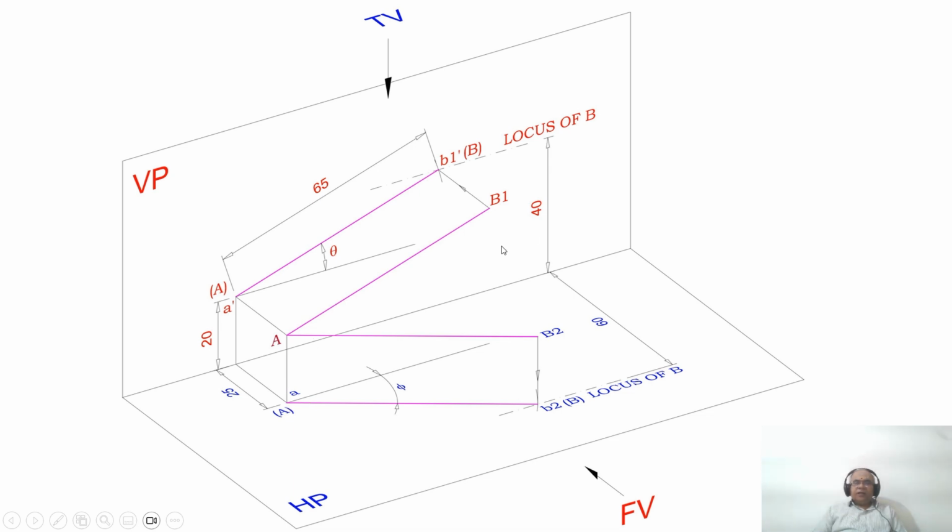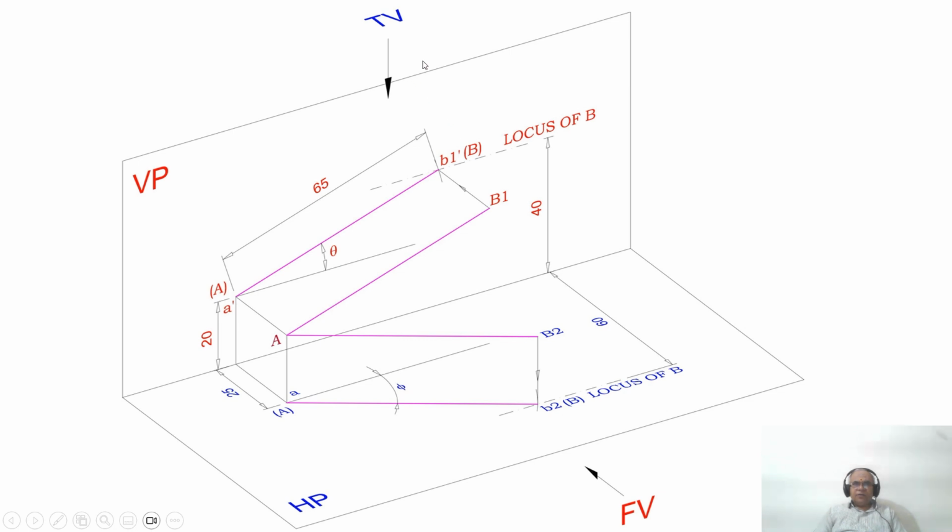Now similarly, I can see the other end point B. Where is the other end point B? The other end point B is above HP. You can see the distance above HP, that is, this is the 40 mm. So you can see that above HP distance, when you look from the front view, that image is going to fall on the vertical plane. So this is the distance we are talking about. The end B is above HP by 40 mm.